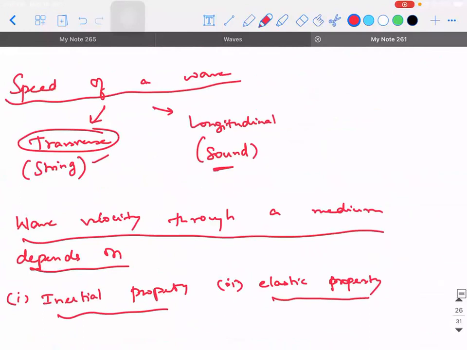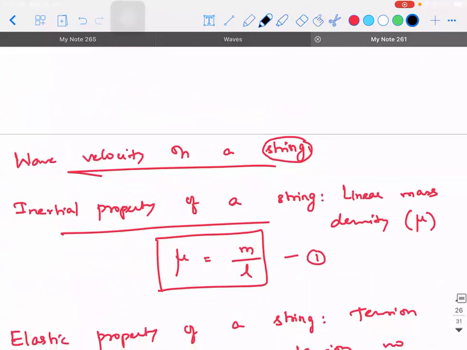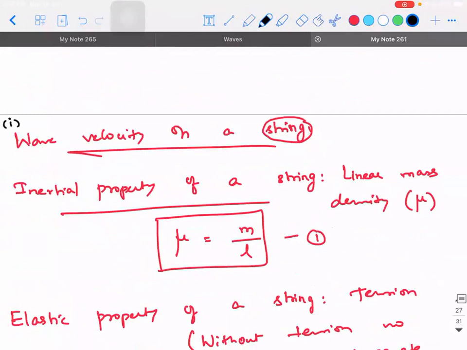Whenever you want to calculate the speed of a wave, the speed of a wave in a medium is dependent on two important properties. What are they? One is the inertial and the elastic property. It is applicable for transverse and longitudinal. So the first that we are going to study is, we are going to calculate the wave velocity on a string. When we derived the fundamental frequency, I gave you a formula. What is that? V is equal to root of T by mu. I hope you remember this.